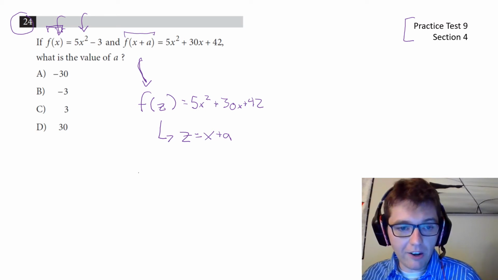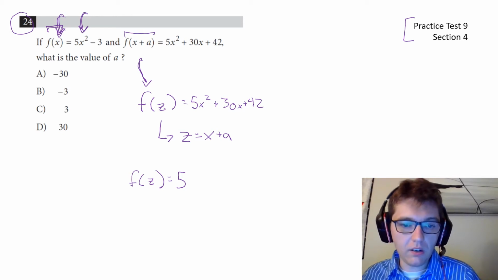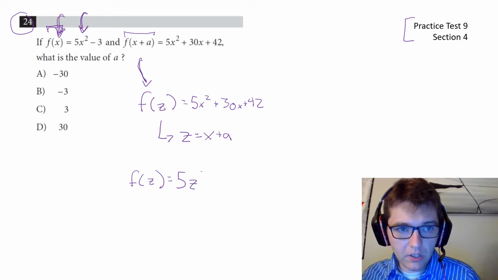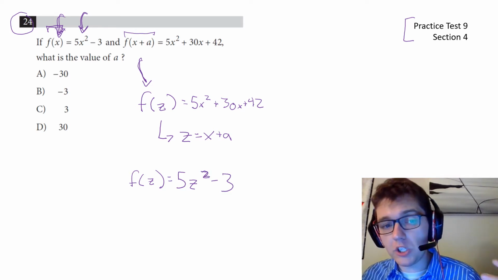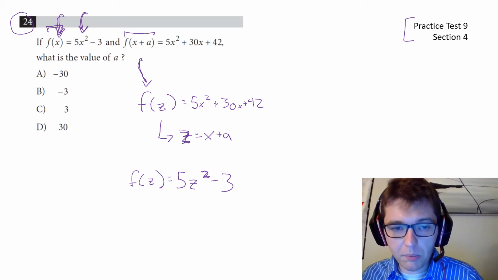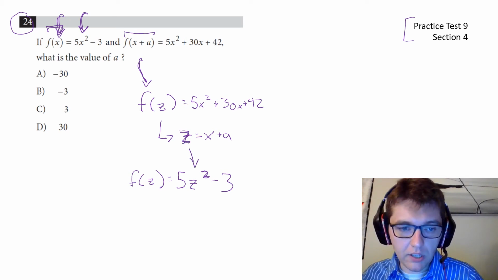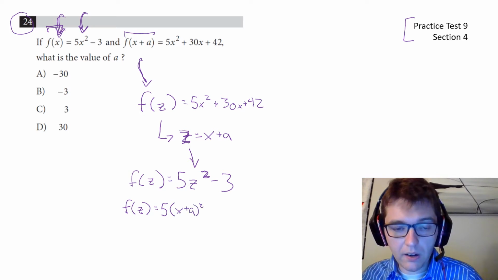So you can make this now f of z is equal to 5, and again, we're plugging in, so we plugged in z here, we're going to plug in z here: 5z squared minus 3. And now we're going to use that z as we defined it up here. So that z is equal to x plus a. Plug it right in to give you f of z is equal to 5 times (x plus a) squared minus 3.